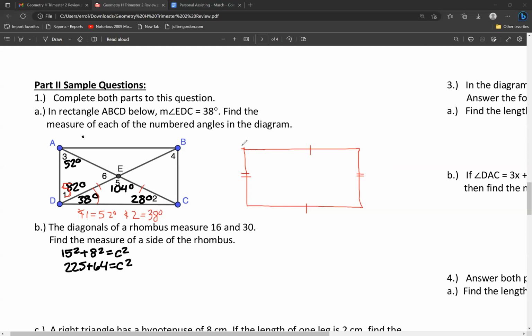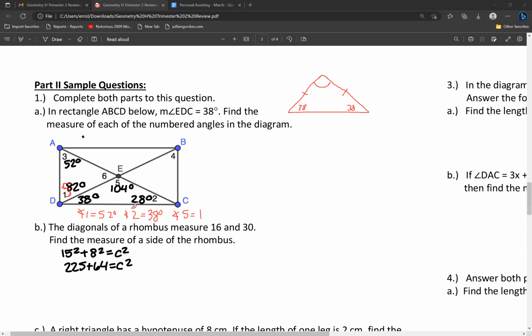Okay. So here's our isosceles triangle, right? This is 38 here. This is 38 here. So how much is this one? That's angle 5. How much is angle 5? 38 plus 38 is 76. Yep. Then 180 minus 76, which is how much? 104. So angle 5 is, yeah, that one's right.